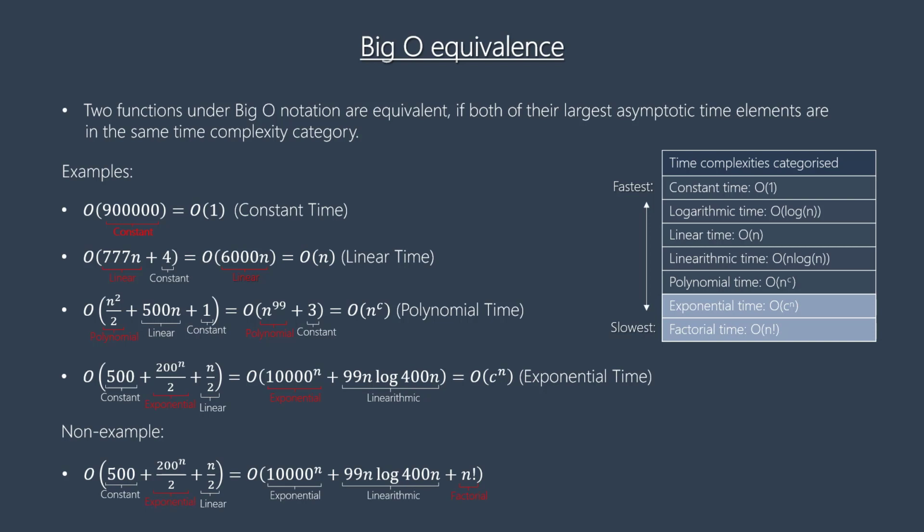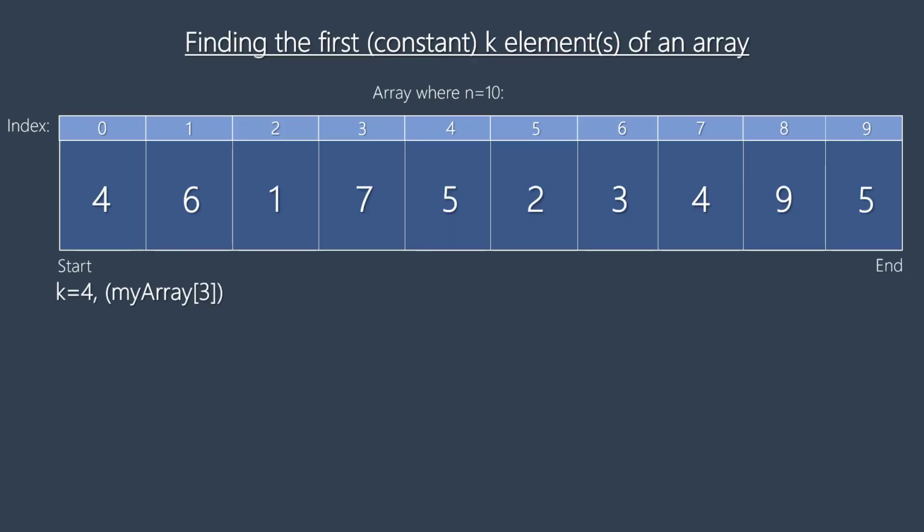Using this knowledge, let's have a look at a few different algorithms and evaluate their running times. For our first algorithm, we want to find the first constant k elements of an array. K can be equal to any positive integer and doesn't depend on other variables such as n. K can be 1000, 2000, 1, 4, it doesn't matter because it won't have any effect on the overall asymptotic running time of the algorithm.